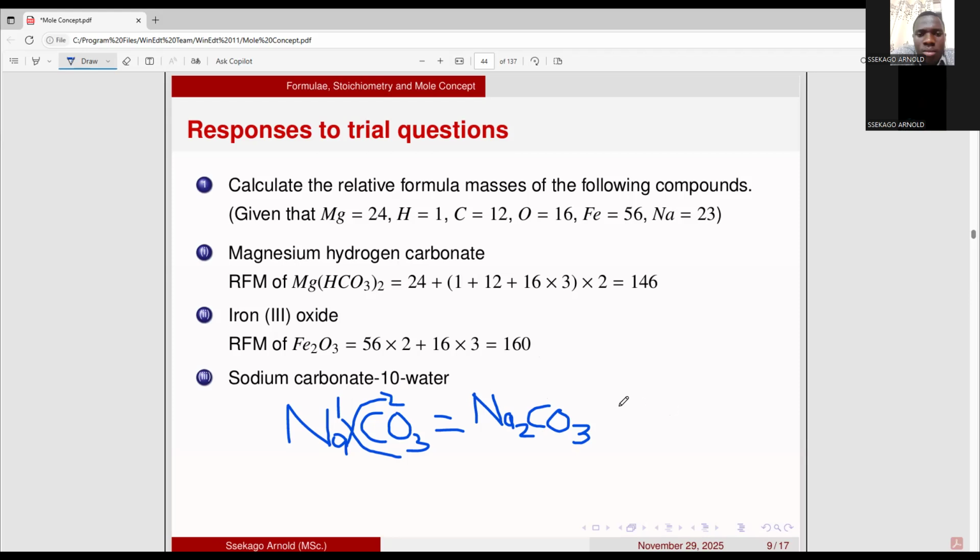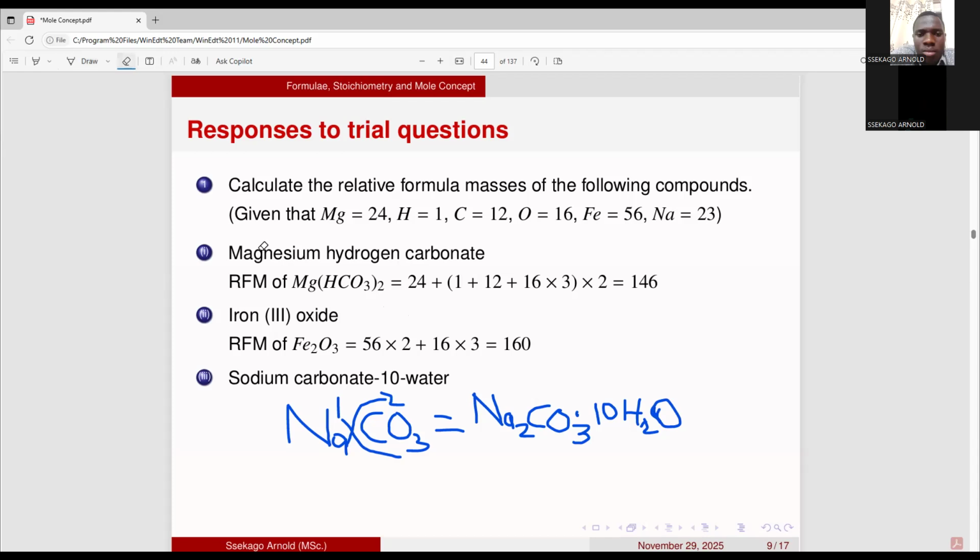Then followed by 10. So 10 water, we shall put a dot. Then we shall write our 10, 1, 0. This is our 10. Water, and water is H2O. So this is sodium carbonate, 10 water. That is how it looks like. Hope you've seen how it is formulated. Now I can put this off, so I erase it.